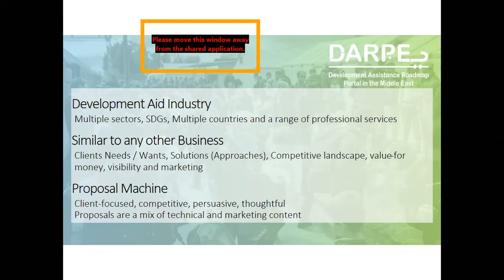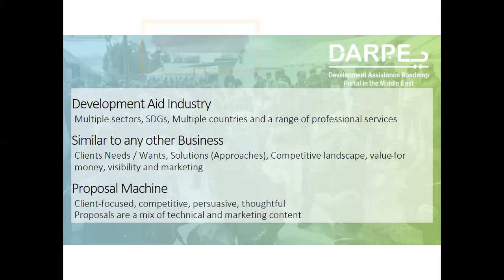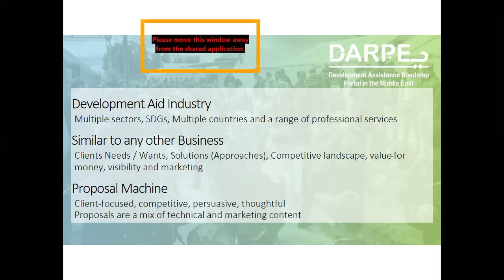However, development aid industry, as well as any professional services industry, which are provided by consulting firms, non-governmental organizations, where they manage projects, manage grants, it's a proposal machine industry. It needs a proposal to be written at the end of the day to secure a contract. However, these proposals should be client-focused, number one. Two, should be competitive. Three, should be persuasive. And four, should be thoughtful.